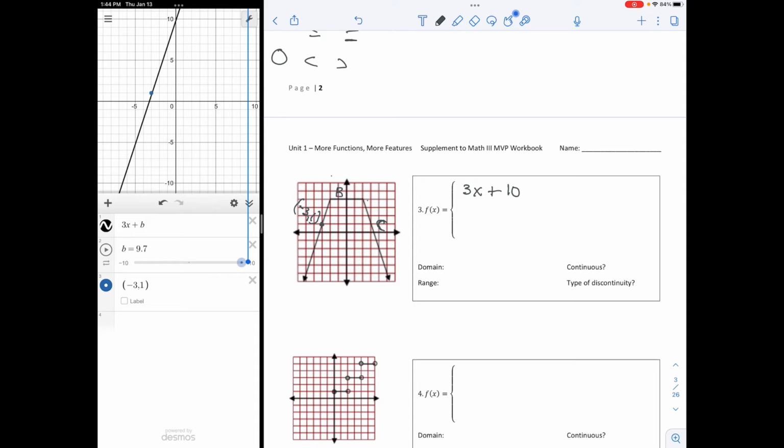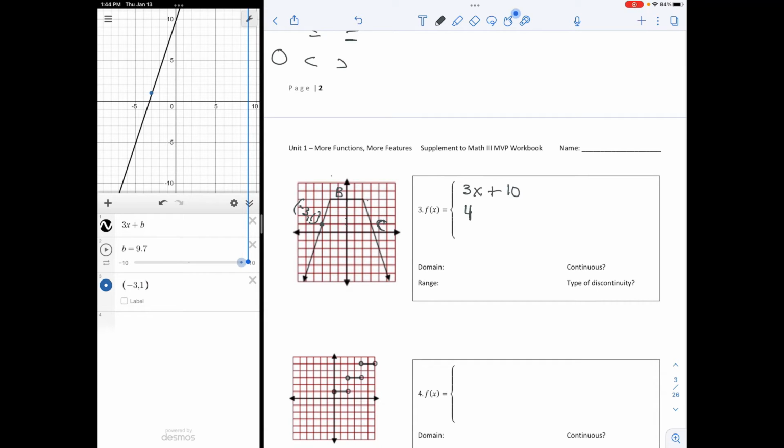For part B, it's a horizontal line. It has a slope of 0. So remember, when we have a slope of 0, the equation is just y equals. And where does it cross the y-axis? 1, 2, 3, 4. So this would be y equals 4.